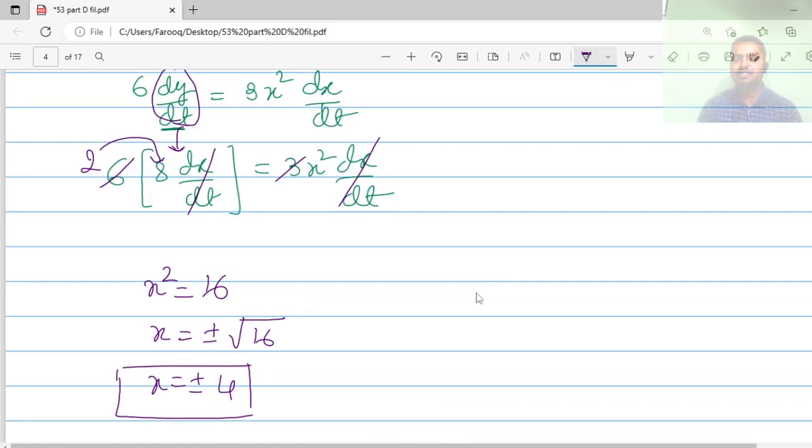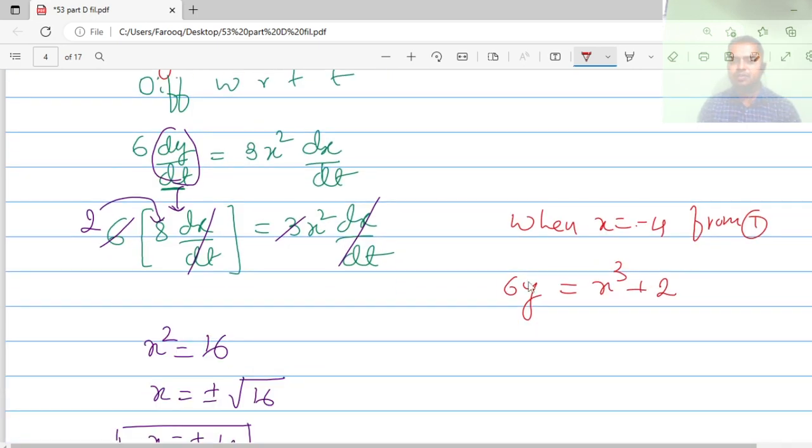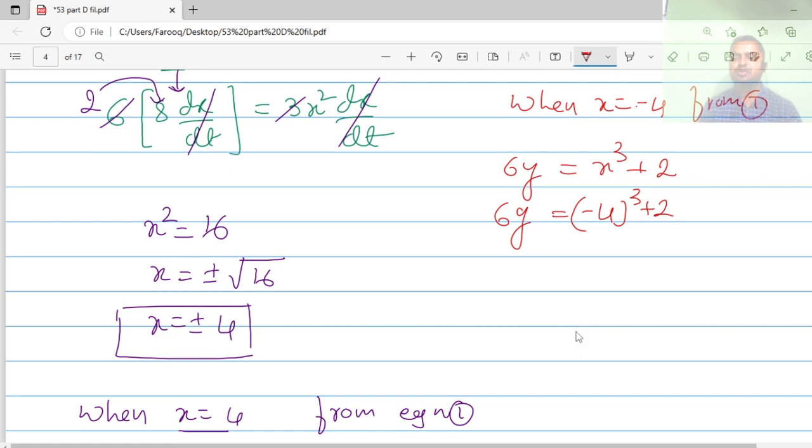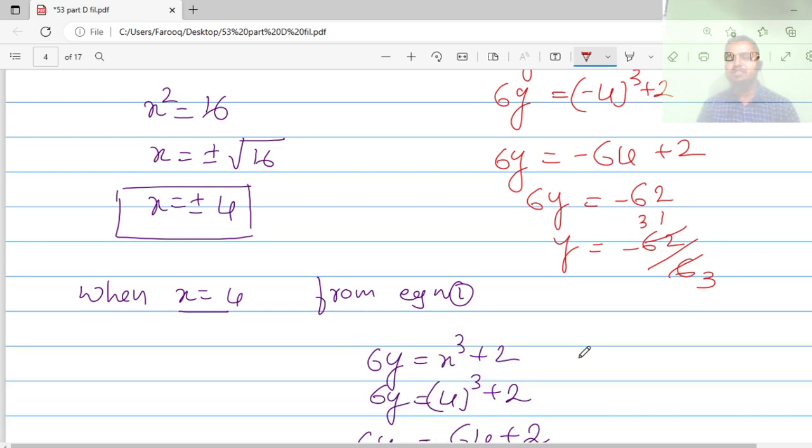And x is equal to minus 4. That I will write here because I don't have space here. Equation 1: 6y = x³ + 2. Putting x = minus 4, 6y = (−4)³ + 2, 6y = −64 + 2, 6y = −62, and y is equal to −62/6, that is −31/3.